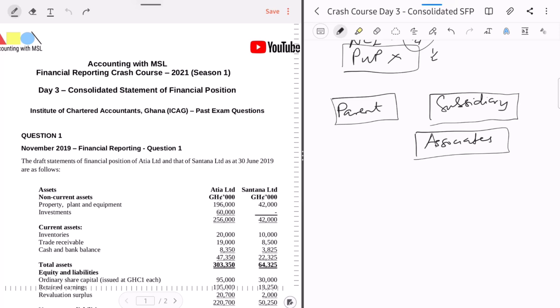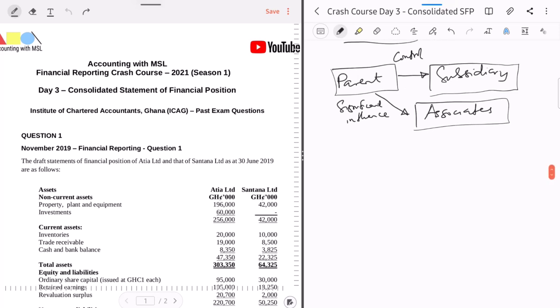So what is the relationship between a parent and a subsidiary? A parent exercises control over a subsidiary. And for associates, the parent exercises significant influence, right? Obviously, there are detailed rules around, for example, control. IFRS 10 says the parent must have power over the investee. They must have exposure to variable returns from their involvement with the investee, and they should have the ability to use their power to affect the returns from the investee. But not to bore you, right?